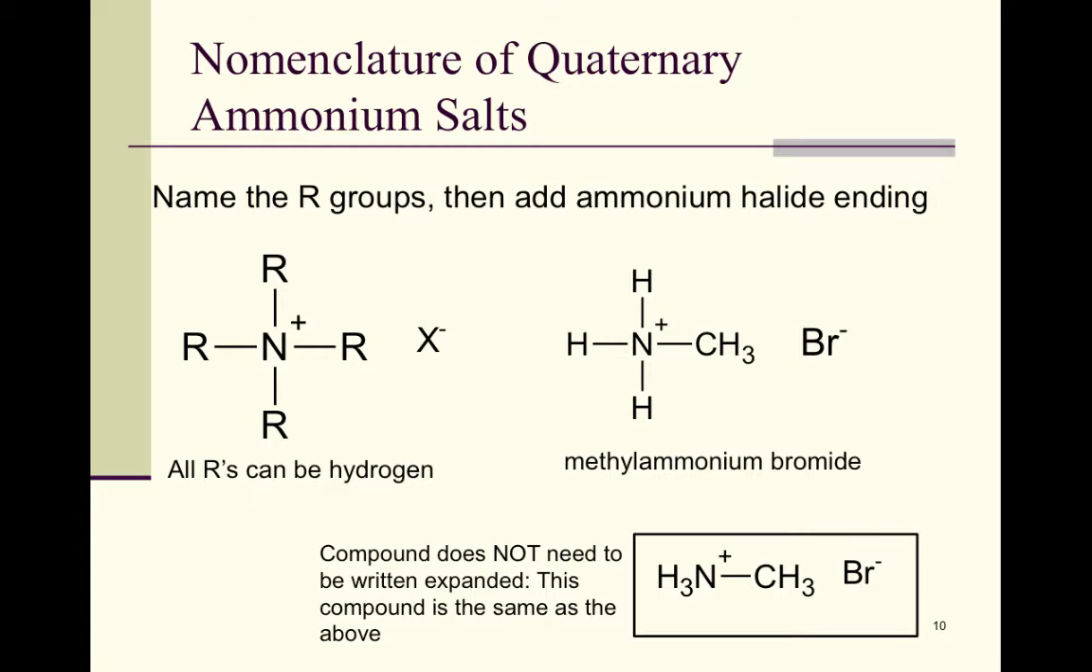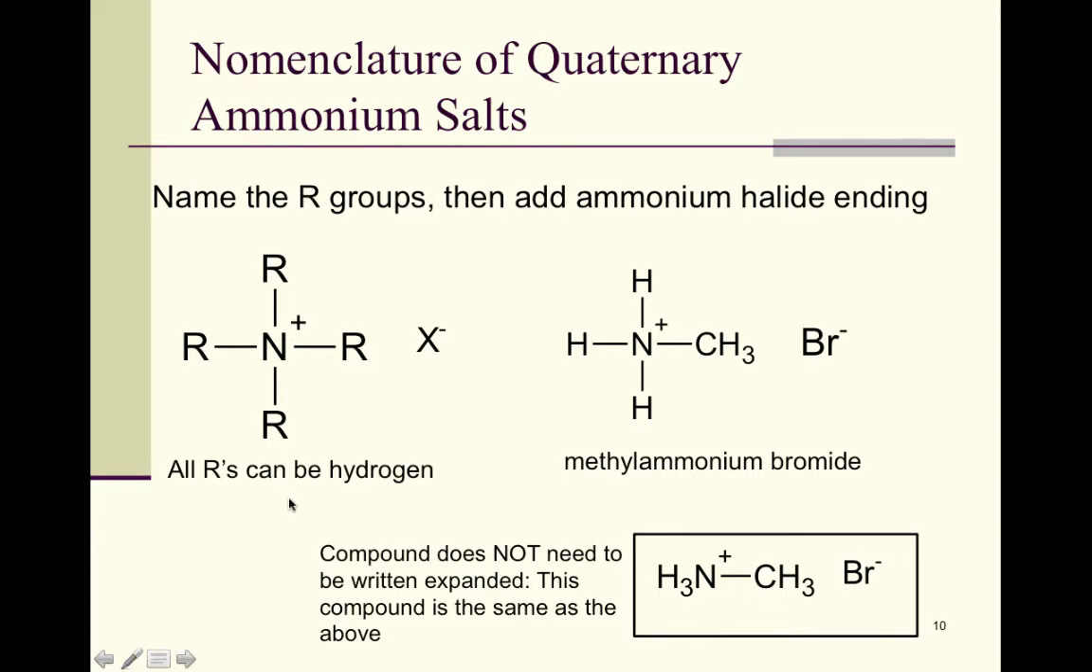Quaternary ammonium salts. To name these, you name the R group, then add the ammonium halide ending. With a quaternary ammonium salt, all R's can be hydrogen. Well, that's a little misleading. If all the R's were hydrogen, then we would have ammonium ion, and that's not an organic compound. So in the sense it isn't all R's, you need to have at least one of these being a carbon.